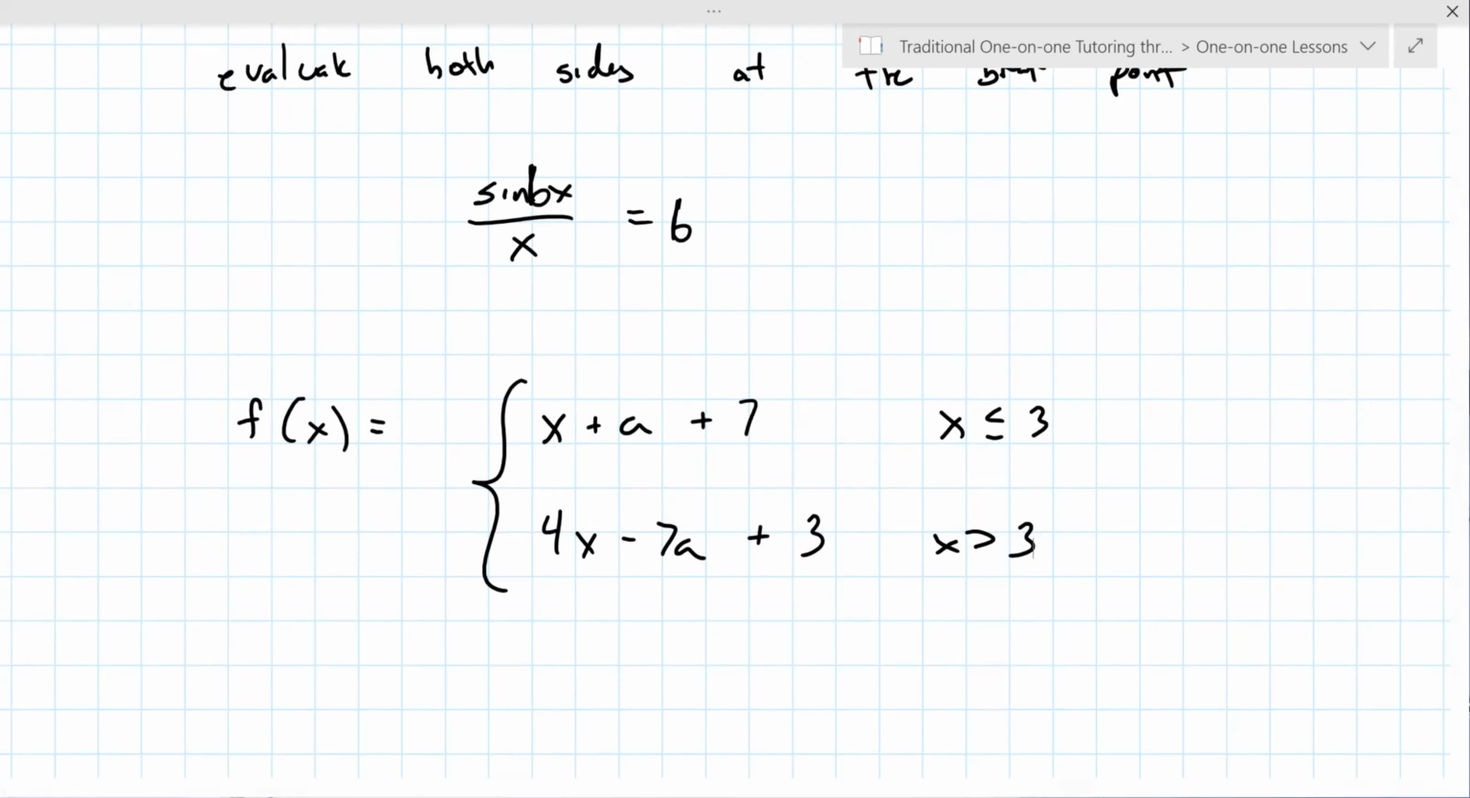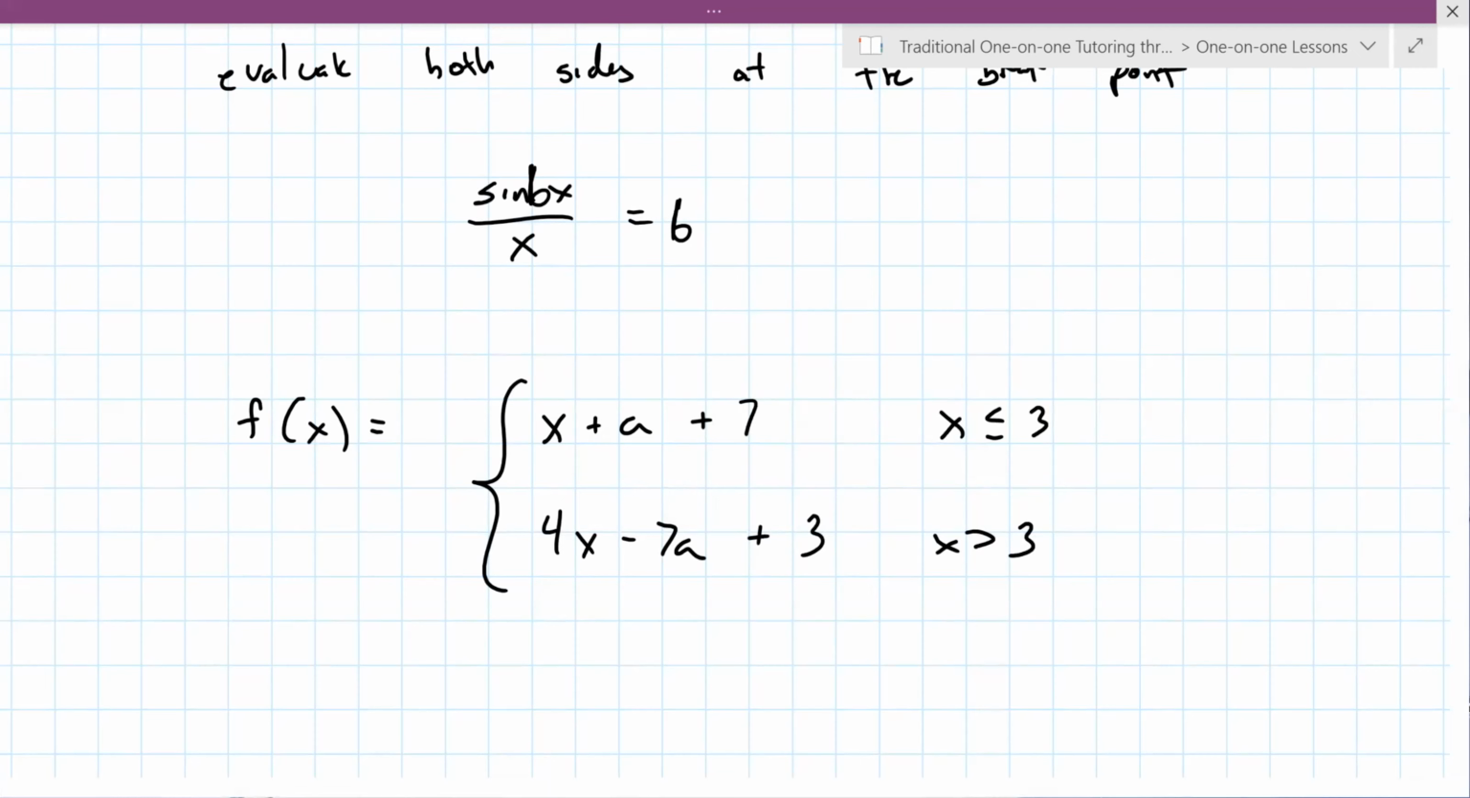And it would be the same question. It would say, find the value of a such that the function is continuous.